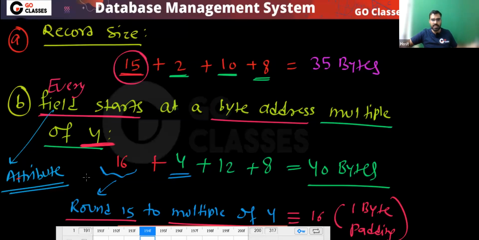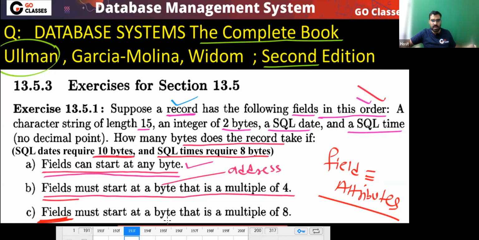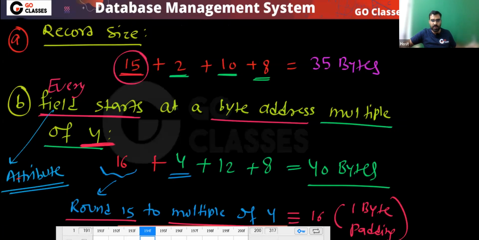Okay, so very simple. Now tell me the answer for the next question. Every field should start at a multiple of 8. The third question, part C. Everything should start at a multiple of 8. What will be the answer for this question? Quite easily, you can round up to a multiple of 8. So the answer will be this 15, which will become 16.